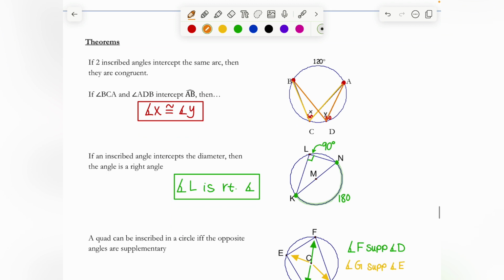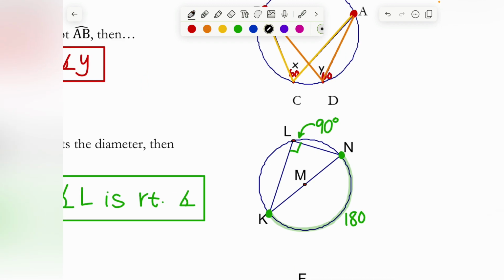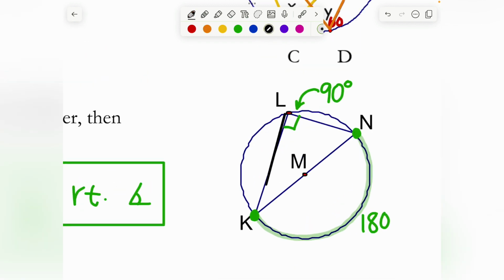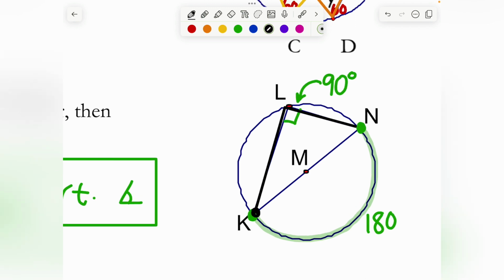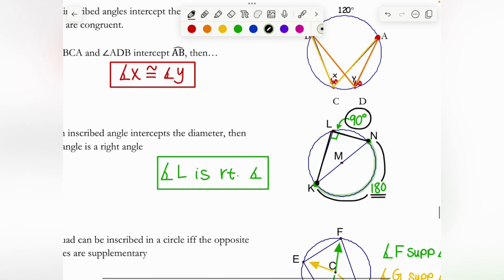The second theorem is that if an inscribed angle intercepts a diameter, then it's a right angle. This makes sense. If this angle right here is opening up and the arc it opens up to is the diameter, then that means that this is going to be 180 degrees, and if I divide that by 2, I get 90.